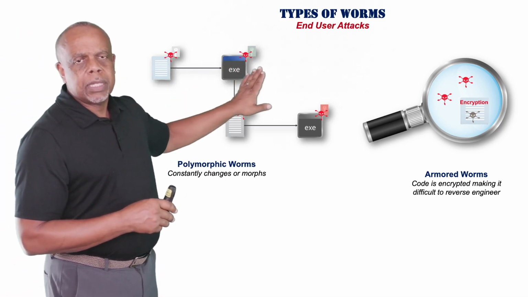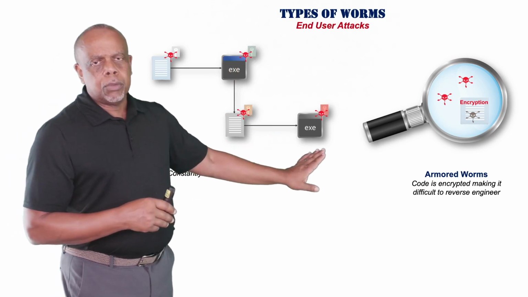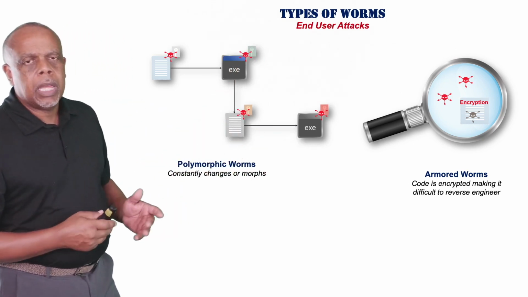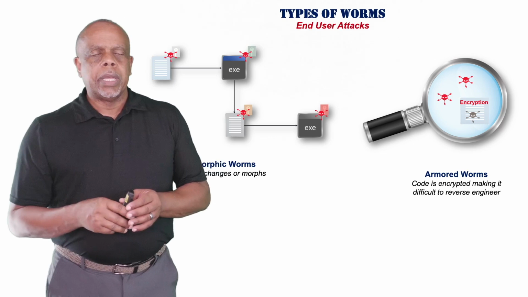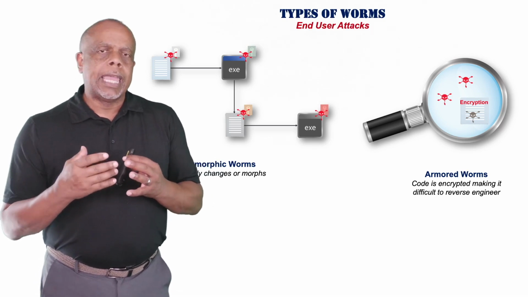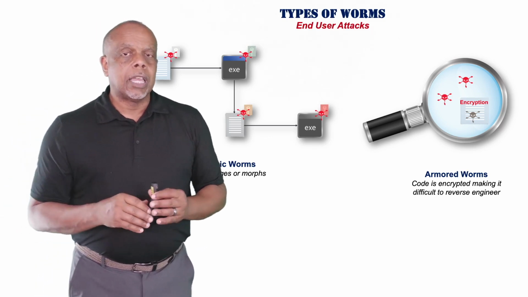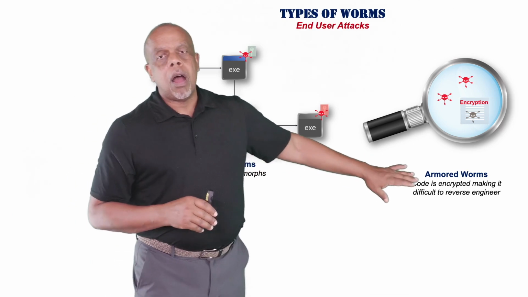So by the time they write this, it is moved and changed. Again, moved and changed. So it keeps changing and morphing as it goes. So that way it keeps the antivirus software just a step behind. Also, we have armored worms.